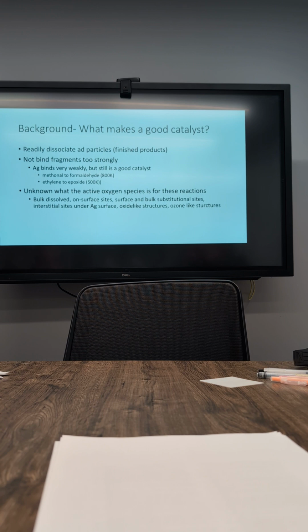So silver binds really weakly in general, so you'd think, oh, it'd be a bad catalyst, but it's a really good catalyst, so that's why everyone's confused. It's commonly used for those two reactions. The paper talks mostly about the epoxide reaction, so everyone's like, how is this possible? So no one knows what the active oxygen species is for this reaction.